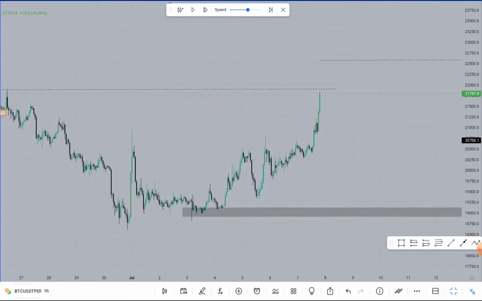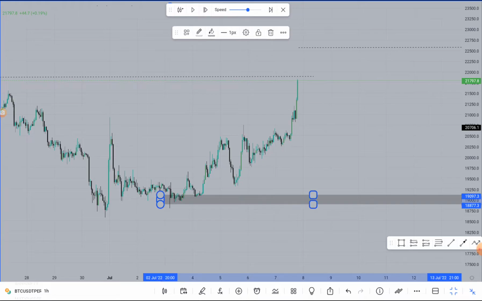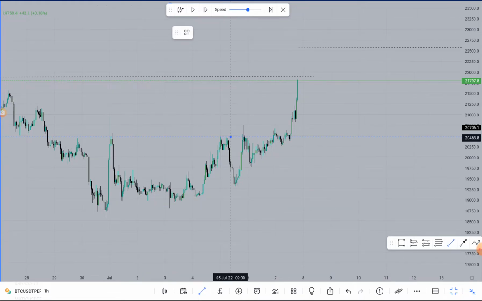Alright, so we can draw a support or a resistance, or you can call them a supply or a demand zone. Now I've drawn our demand zone here, or you can draw a straight line to be your support and your resistance. Okay, so this is a straight line.